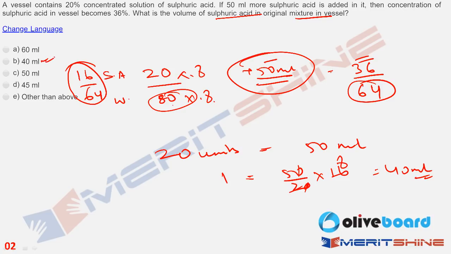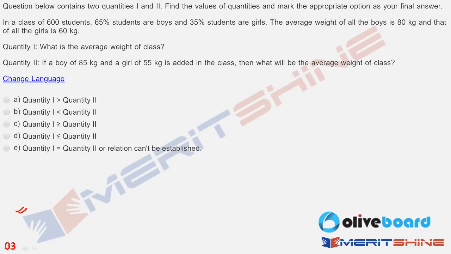Yeah, very simple question. Let us look at this question now. What we have to do here is compare two quantities. Find the value of the quantities and mark the appropriate option as your answer. Though it says find the value, we'll see whether we really have to find the values every time.